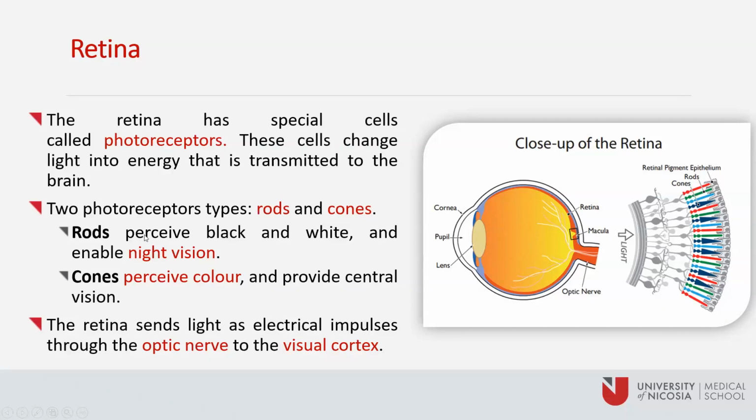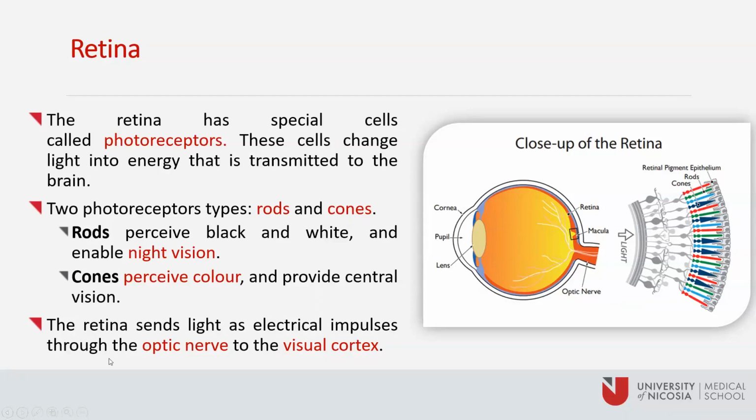The rods are responsible for night vision. So with the rods, you can actually see during the night, and you can see black and white. Whereas with the cones, you have the color vision, and you have more detailed and more central vision with the help of the cones. And we have about a few million rods. The rods are usually more numerous than the cones.